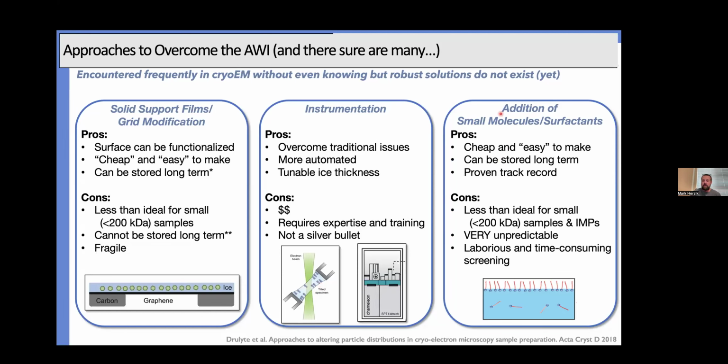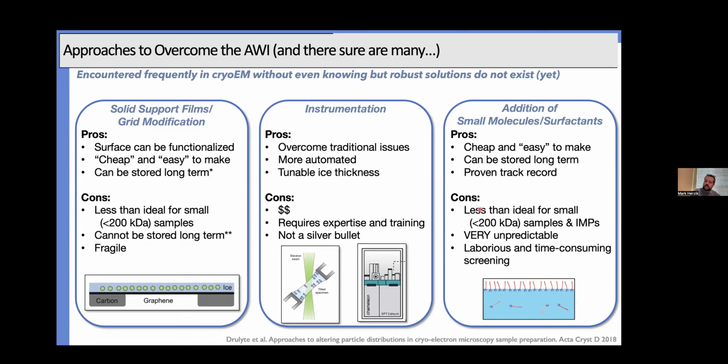And then, of course, the addition of small molecules and surfactants has been by far the most common across the ages. They're cheap and really easy to add. The other benefit is they can be stored long term in stock solutions, and so you can add it pretty much agnostically to any sample, and there's a proven track record. A lot of the air-water interface documentation that we've come across uses small molecules to help flip views.